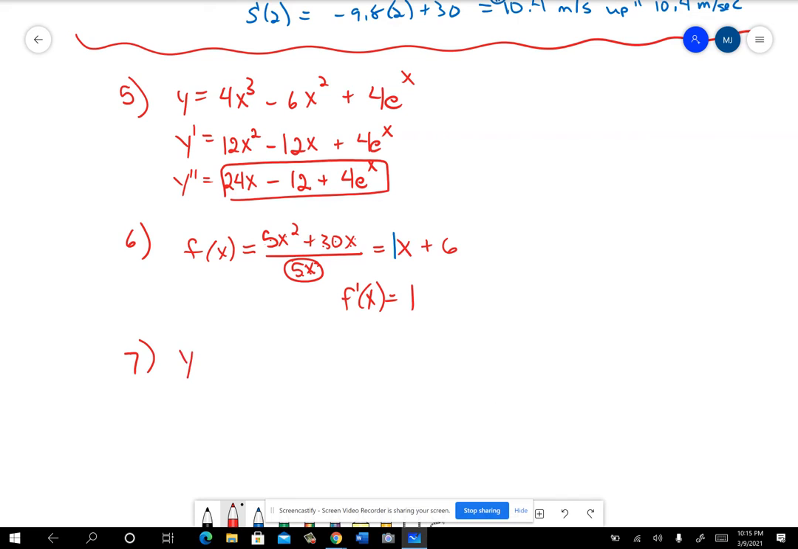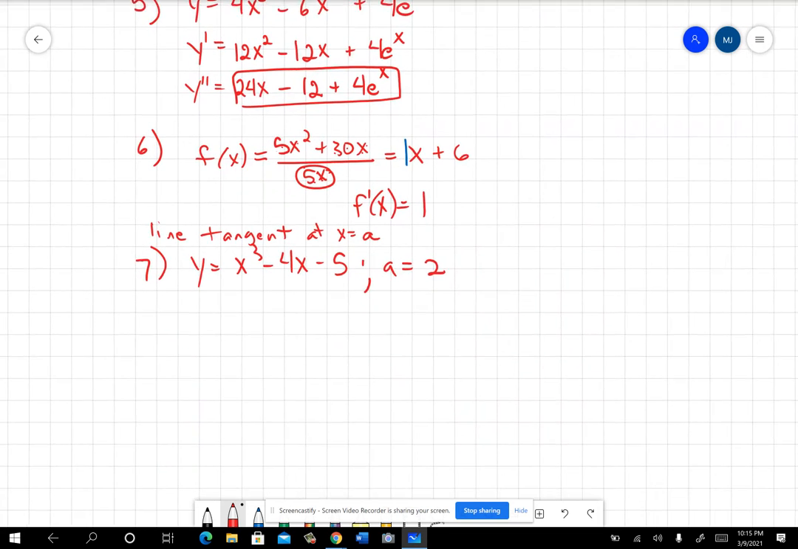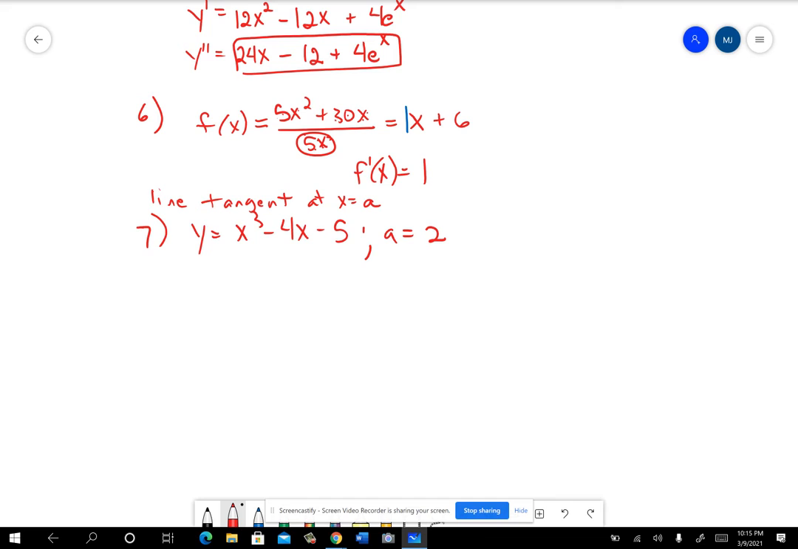Right now on 7, we have what appears to be a polynomial. But then on this one, they're giving us a value, and they want us to get the equation of the line tangent at x equals a. All right, so you should think about that. Your plan should be to get the derivative formula, get the value of that at a equal 2, and then write the equation of the line.